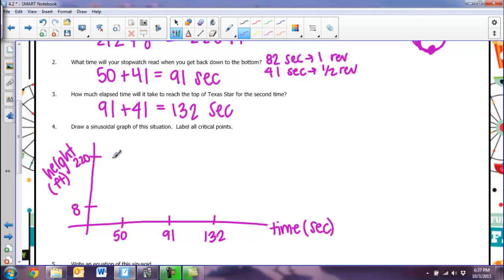So I'm going to go ahead and plot those points. At 50 seconds, I was at a high. At 91 seconds, I was at a low. And at 132 seconds, I was at a high again. I'm going to go ahead and connect those dots because it told me it was a sine wave.